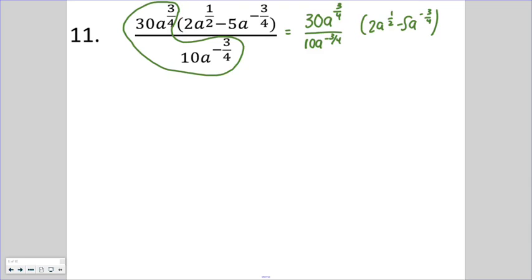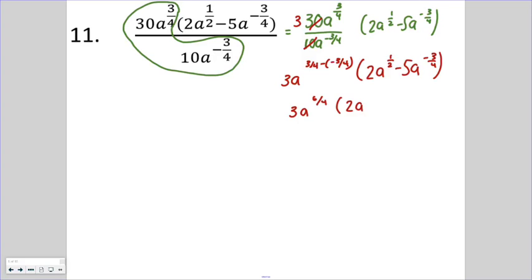So 30 over 10 simplifies to just 3 on the top. And then what happens is we get the same bases being divided. We're going to subtract the exponents. So this is 3a to the 3/4 minus negative 3/4. And then we'll distribute that into 2a to the 1/2 minus 5a to the negative 3/4. So this simplifies to be 3a to the 6/4, and then times 2a to the 1/2 minus 5a to the negative 3/4.